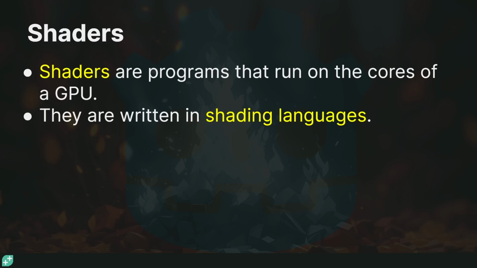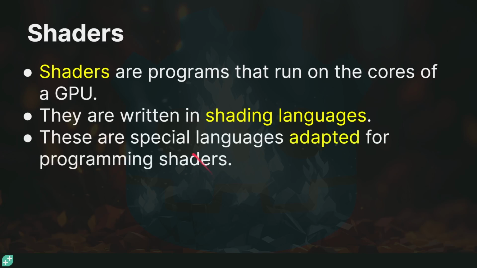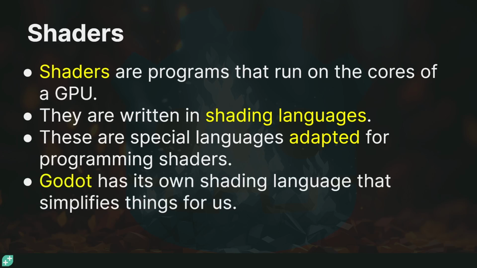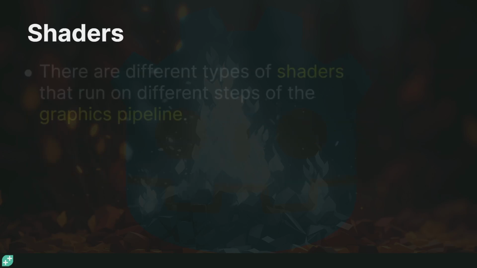Shaders are written in shading languages, which are special languages adapted for programming shaders. So they have special features that make it easy to write programs for the GPU. And Godot has its own shading language that we're going to learn in this course, and it makes things very easy for us compared to other shading languages, which is a big bonus of using Godot. So that's what a shader is. Very simple, it's just a program.